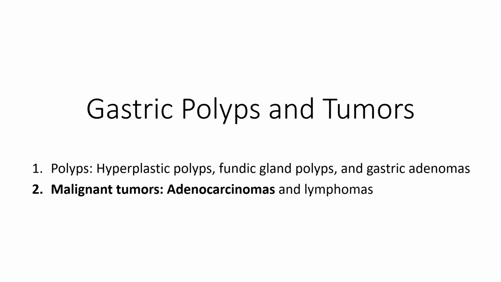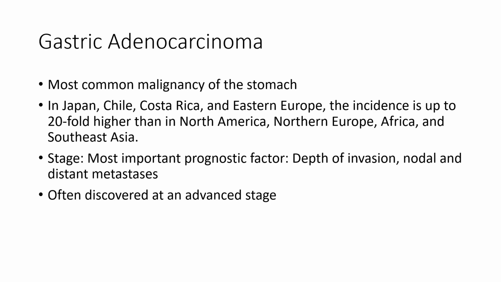Now we will discuss the gastric malignant tumors, and we will start with gastric adenocarcinomas. Gastric adenocarcinoma is the most common malignant tumor of the stomach. It comprises more than 90% of all gastric cancers. The incidence varies markedly with geography. For example, in Japan, Chile, Costa Rica, and Eastern Europe, the incidence is 20-fold higher than in other countries like North America, Northern Europe, Africa, Southeast Asia.